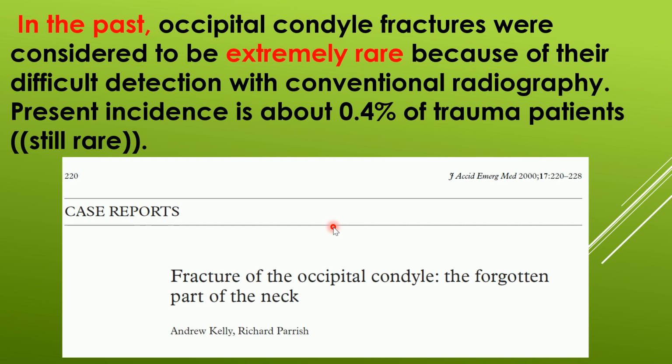Epidemiology. In the past, occipital condyle fractures were considered to be extremely rare because of their difficult detection with conventional radiography. This applies also for the craniocervical dislocation. The present incidence is about 0.4% of trauma patients, still rare, and we can see here that Andrew Keeley and Richard Parrish in the year 2000 considered the fracture of the occipital condyle as a forgotten part of the neck, and it was only case reports.